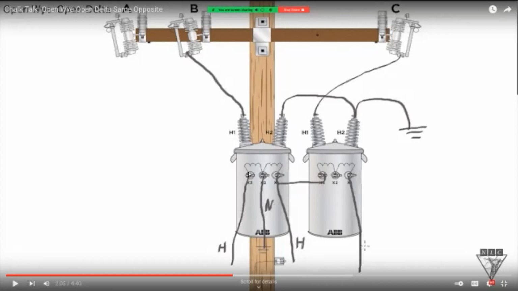The wires coming out of the transformer down, don't laugh at this, are called jug leads. J-U-G.